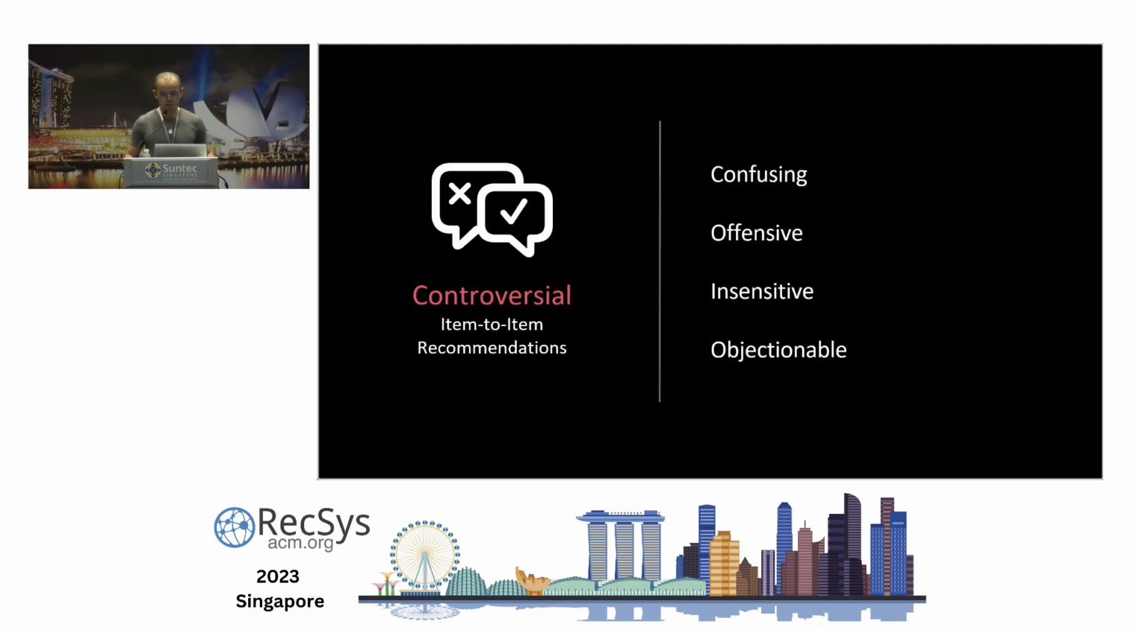In our work, we define controversial item-to-item recommendation as a recommendation that might be perceived as confusing, offensive, insensitive, or downright objectionable, given the user's current context.